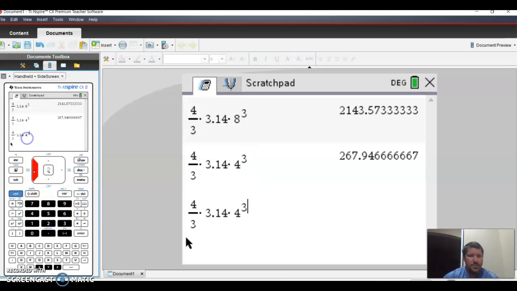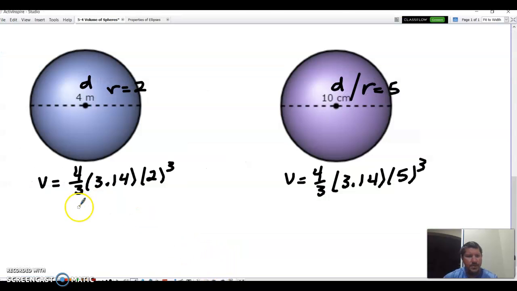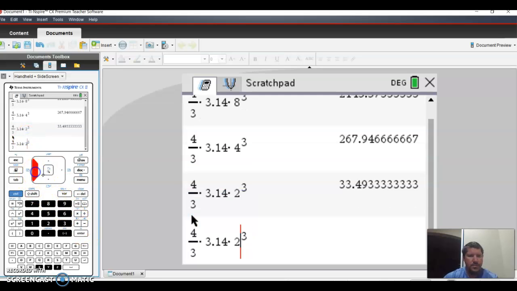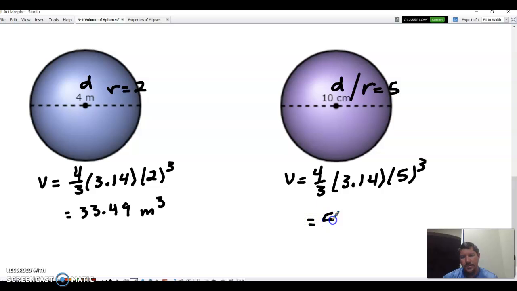Four becomes a 2. And we had 33.49. Again, meters cubed. And the last one is 523.33. So 523.33 centimeters cubed. That's all there is to finding the volume of a sphere.